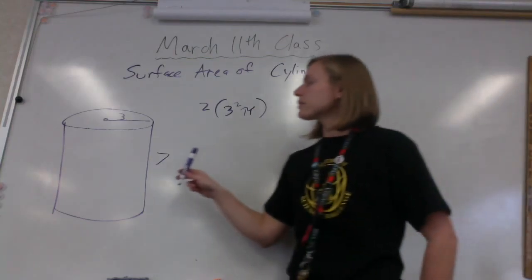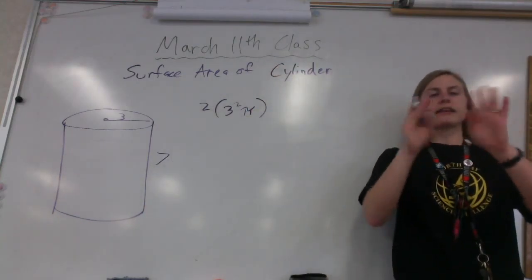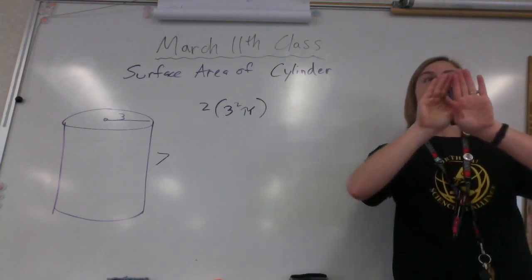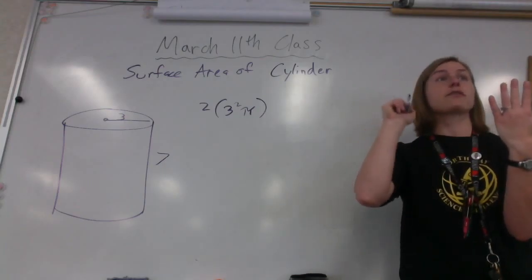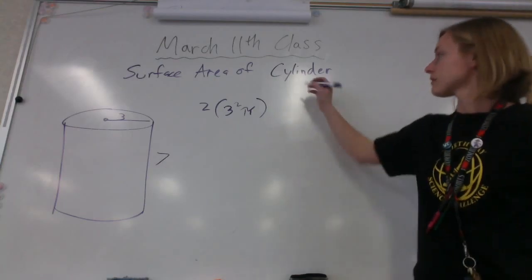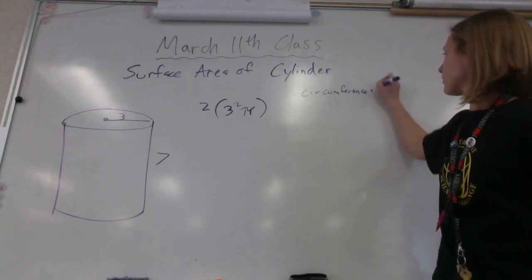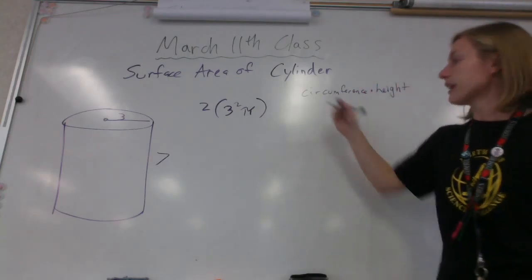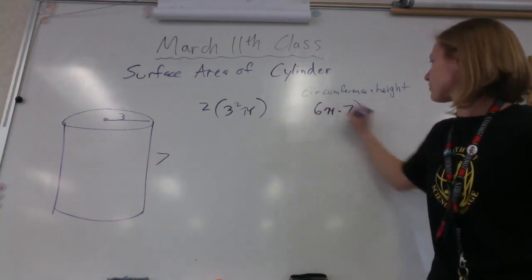Then, for this rounded part, you have to think about how you find that, like if I wrapped a piece of paper around a soda can. It really is a rectangle when you unravel it, but that length along the top is the circumference of the circle. So you have to do the circumference times the height. So 6 pi, and is it times? No, it's pi. So that would be 6 pi times 7.